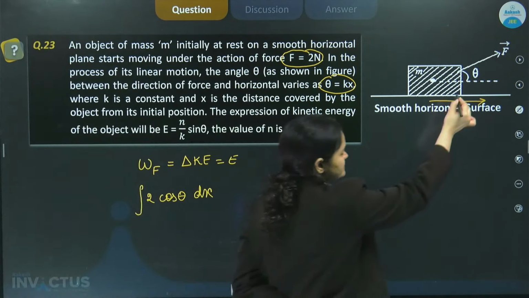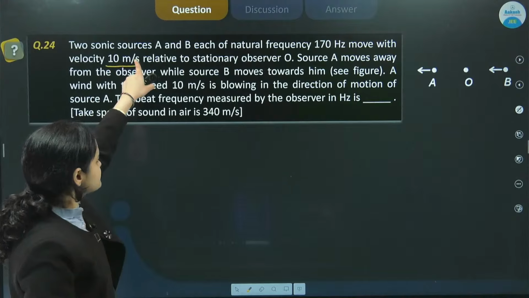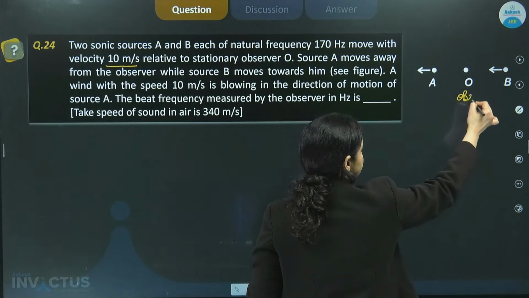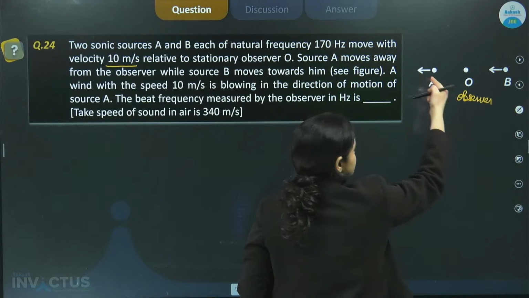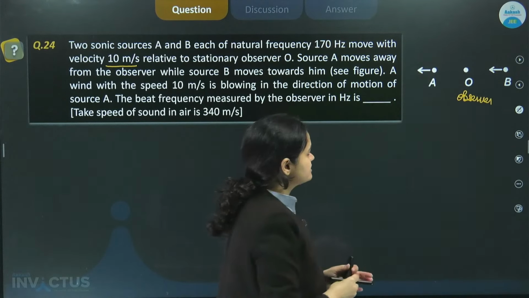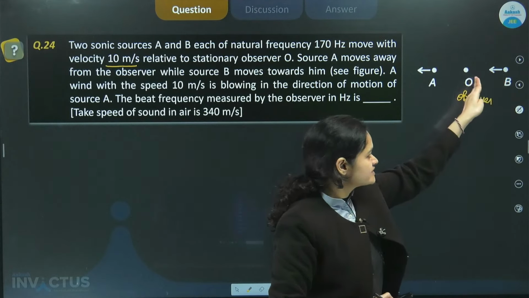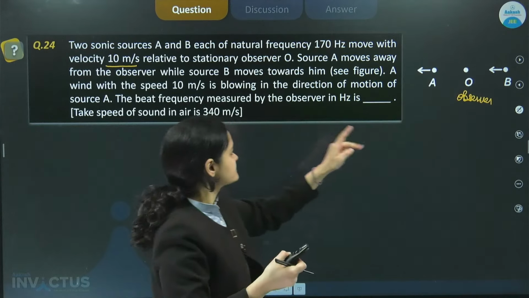Okay, so 2 sonic sources A and B. Their frequencies are given to us, their velocities are given to us. That means A is moving away from the observer. This is the observer. Alright, it is moving away. So effectively, the wavelength is increasing. This source is moving towards the observer. So effectively, the wavelength is decreasing.